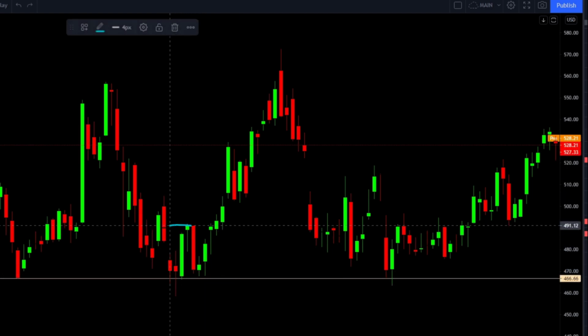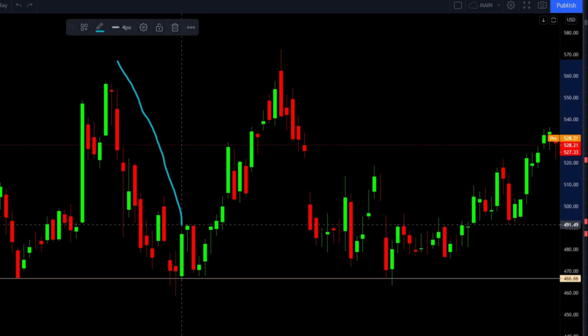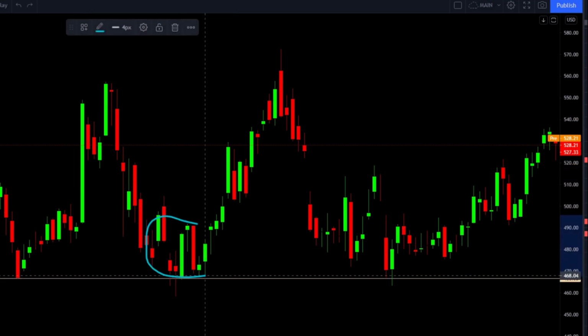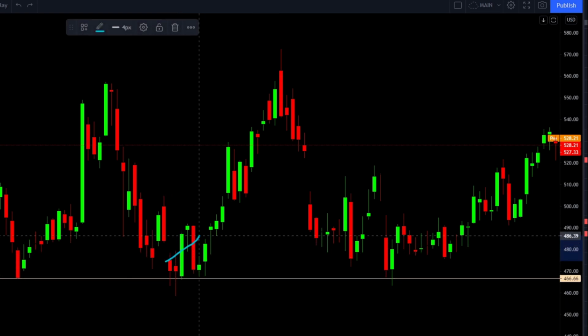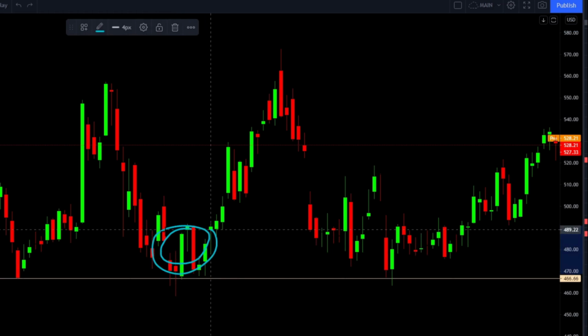And what also made this a valid pattern is that it actually appeared after a downtrend, so after a strong decline. Then we saw this pattern right here, and in this case it actually played out and we saw a very nice force to the upside, after this pattern right here.